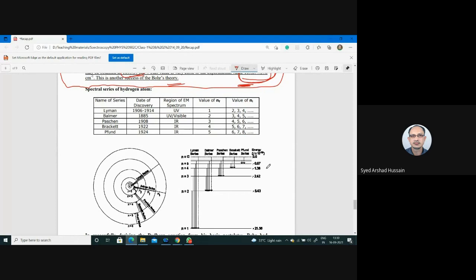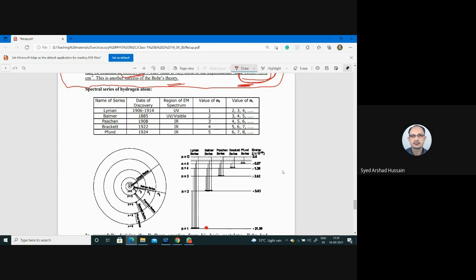So if you supply energy, it will be excited from n is equal to 1 to 2, n is equal to 3, n is equal to 4, n is equal to 5. In this way, you can excite. Then again, it will come back to previous states. Say if you are exciting, initially your electron was here, in unexcited condition. So you excite it to a very high level, and it will come back.